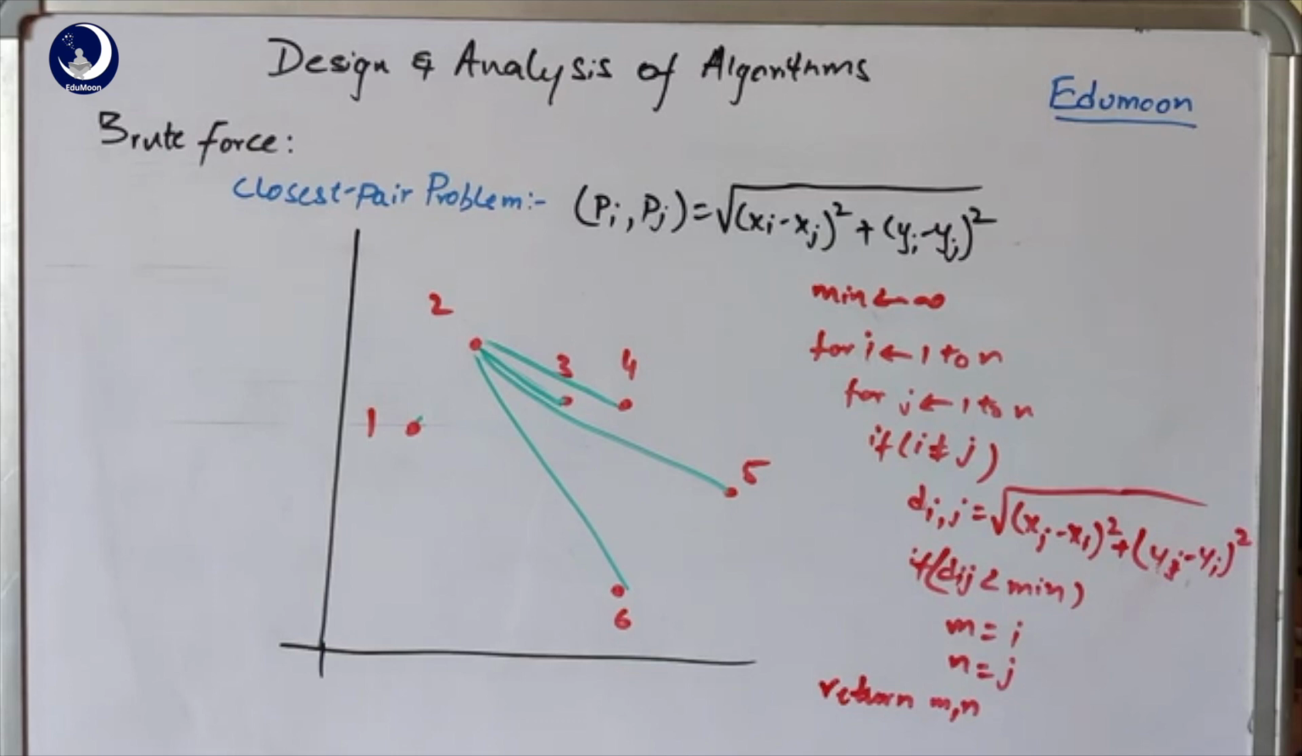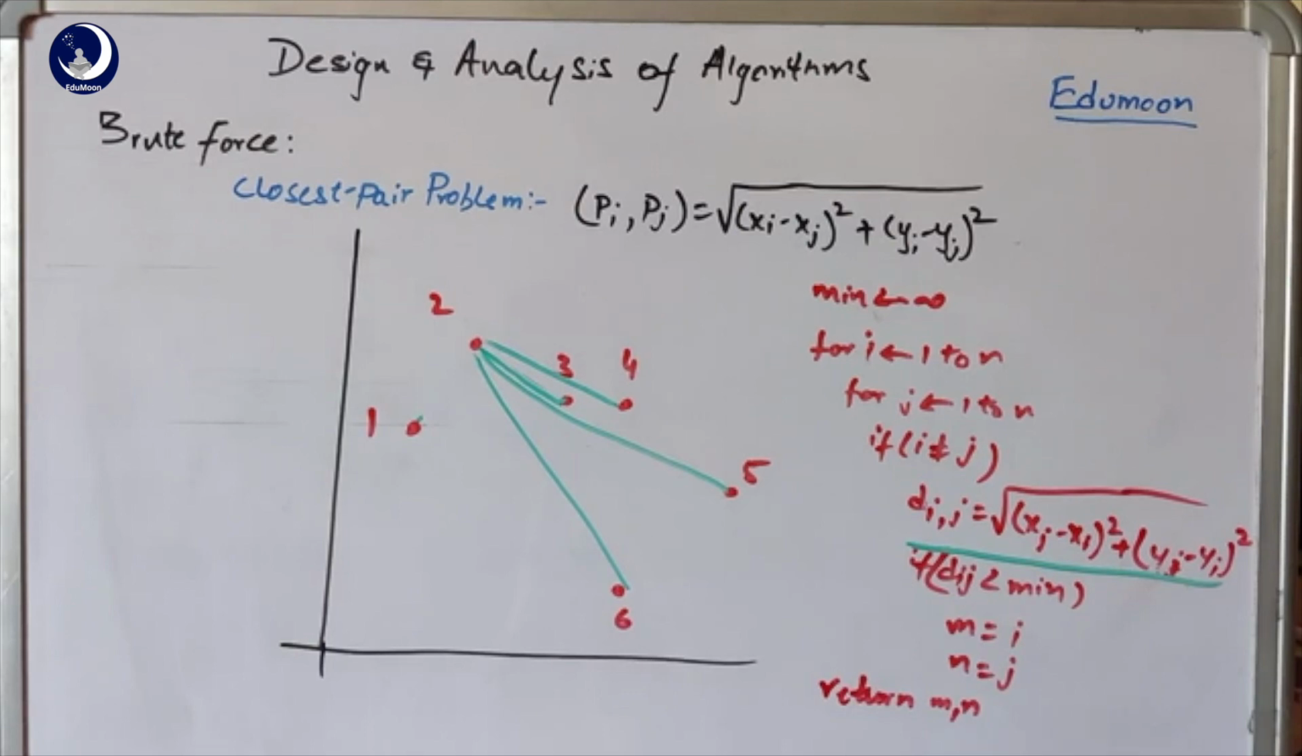Now for i equal to 1 to n, the n points, and for j equal to 1 to n. If i is not equal to j, because we are not going to compute the distance between the same point, like p1 to p1 again, then we compute the value of dij, which is the distance between these two points using the formula, which we already know how to compute.